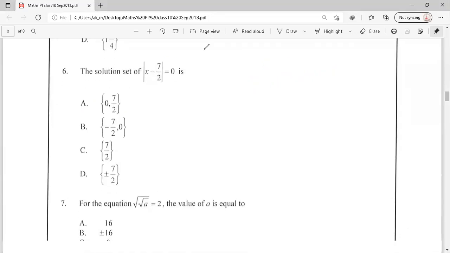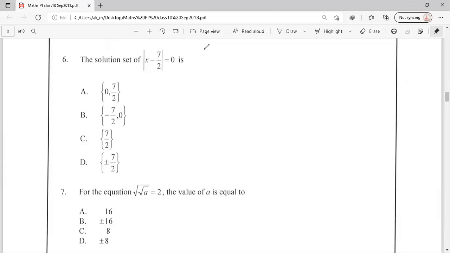Then we have question number 6 and 7. In question number 6, we have to again find the solution set of this modulus equation: modulus of x minus 7 over 2 equals to 0. If we expand the modulus, the expression will be equated with positive and negative 0. So let's find the value of x. It will become 7 over 2. So the only solution for this modulus equation is x equals 7 over 2. So the correct answer is option C.